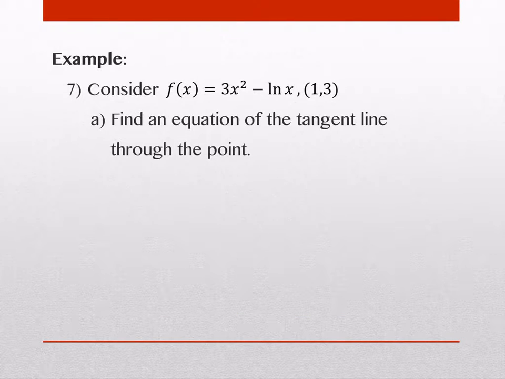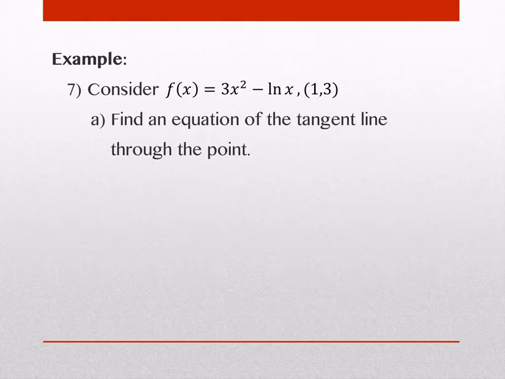All right, let's take a look at another example. We have f of x equals 3x squared minus the natural log of x. We're given the point 1, 3, and this one actually asks us to find an equation of a tangent line through the point. Okay, so anytime you see the phrase equation of the tangent line, what are you going to be doing? Derivatives, right? Because in order to get a line at all, you need a slope and a point at the very least. So we have a point, that's good, we're given the point 1, 3, but we don't have a slope yet. So in order to get a slope, we need the derivative.